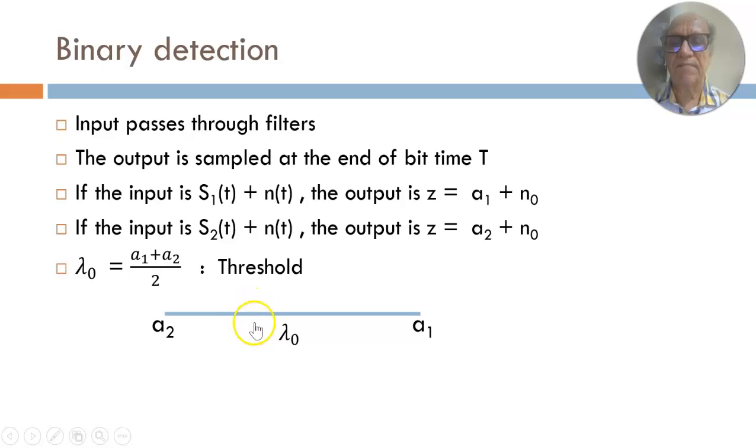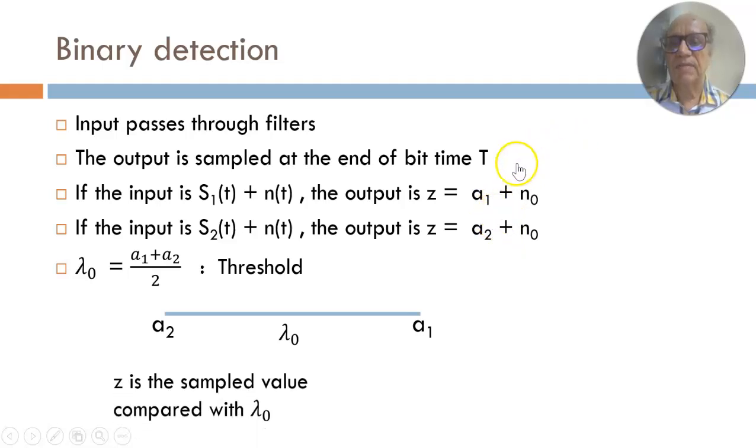So the error will occur if S1(t) is sent and Z is less than lambda 0. Error will also occur if S2(t) is sent and Z is not between these two values but is between these two values, then again the error will occur. So based on this, we are going to study the calculation of bit error probability. But before doing that, let us study the concept of noise margin. So this is whatever I have been saying here. Z is the sampled value and this is compared with lambda 0.